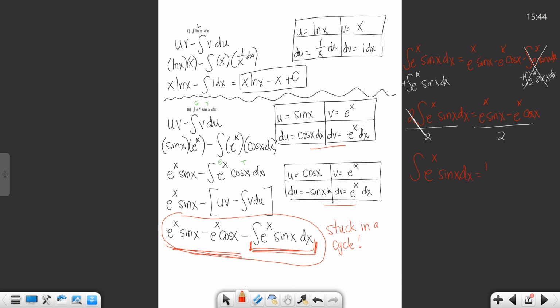So most people write it like this: 1/2 e to the x sine x minus 1/2 e to the x cosine x. You're going to divide them both by 2. Okay, and so you'll see that whenever you're... I'm trying to put my plus C on there, I'm running out of room. You'll see that whenever you get stuck in one of those cycle problems.